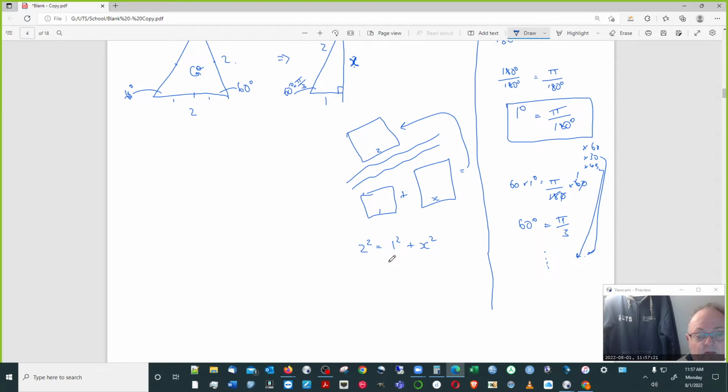Addition. So I'm going to undo: I'm going to minus 1 squared. That was a bit cheeky, wasn't it? You're allowed to do that. Yes, you can. So we've got 2 squared minus 1 squared equals x squared.